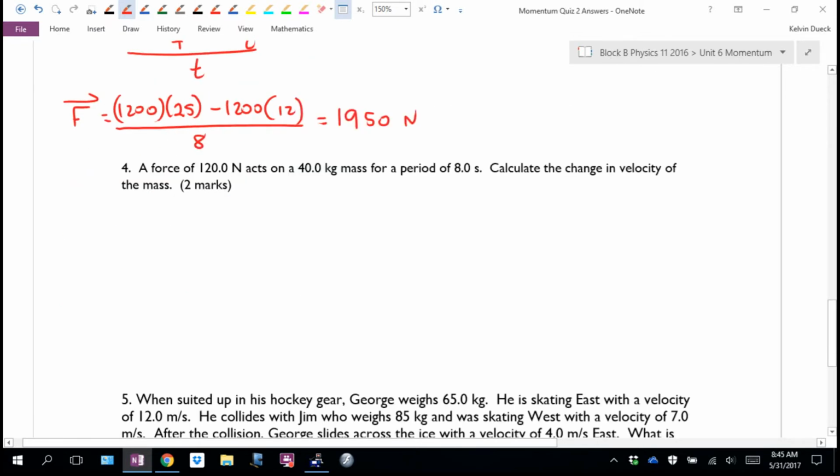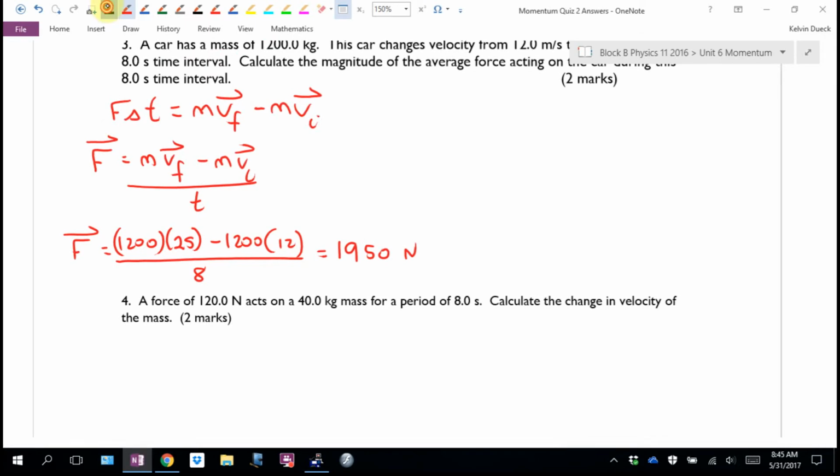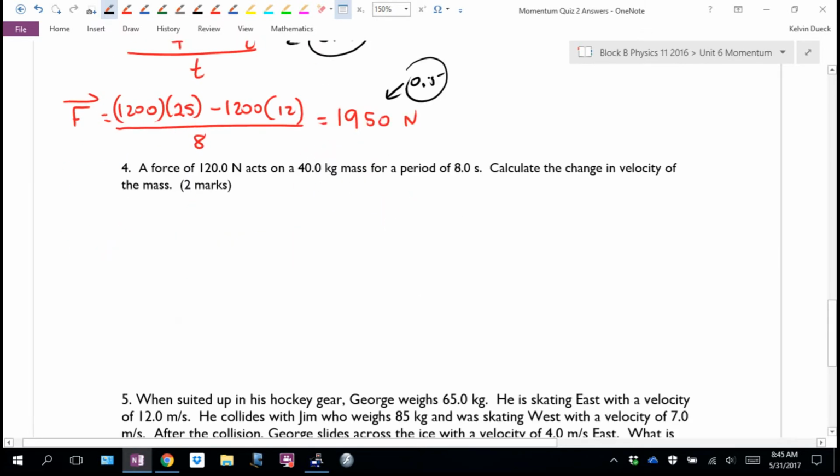Number 4. Oh, and I guess same as before. What would I do here? I would probably go, honestly, 1 whole mark for that, half mark for that, and then a half mark for the answer, because there's no change in direction here. I wouldn't be as fussy at plugging in the numbers.